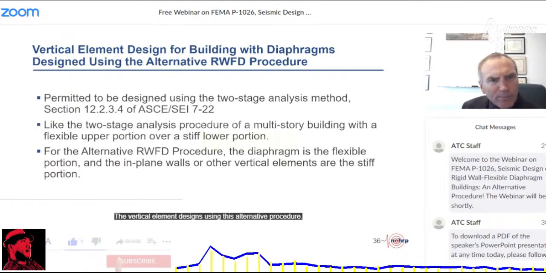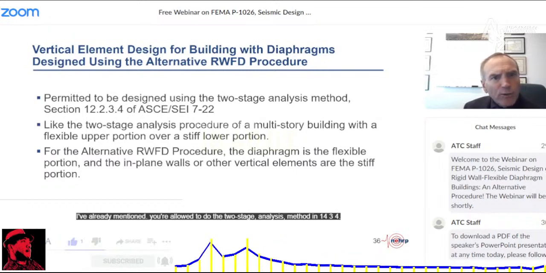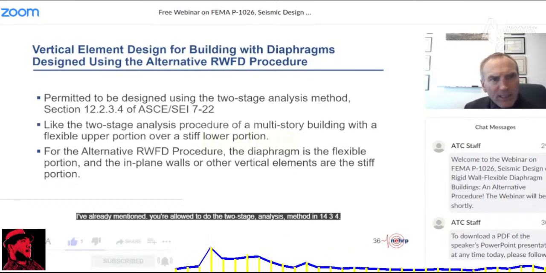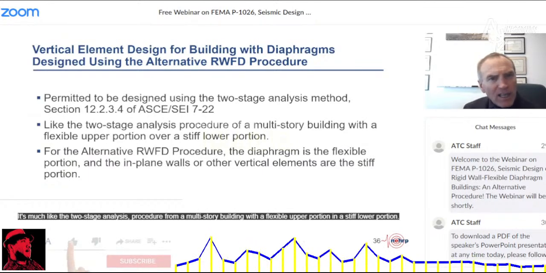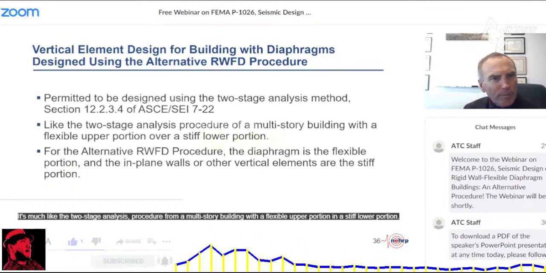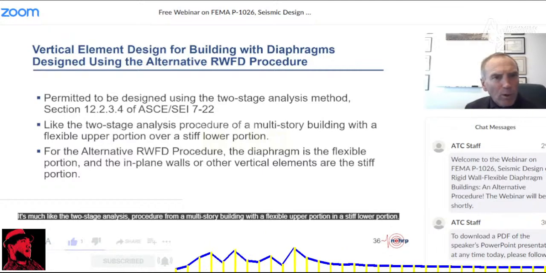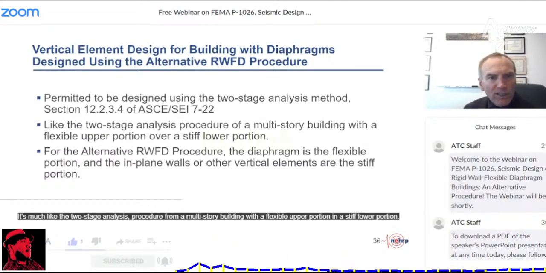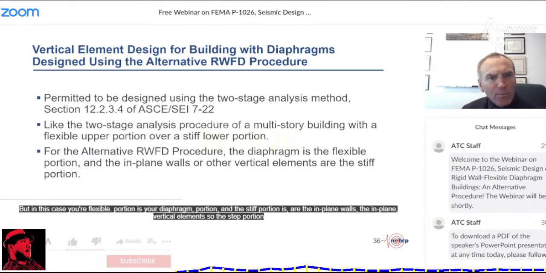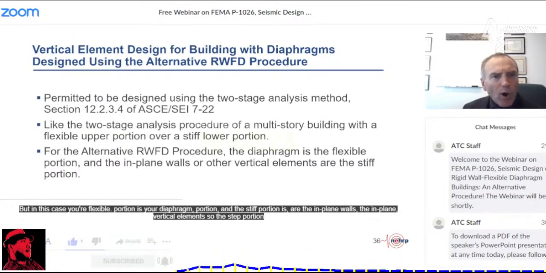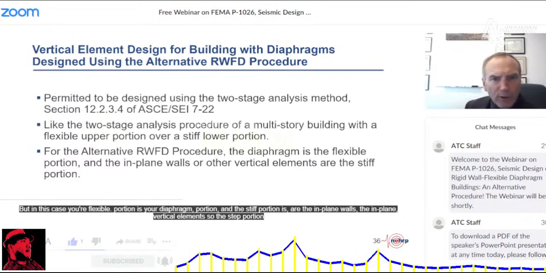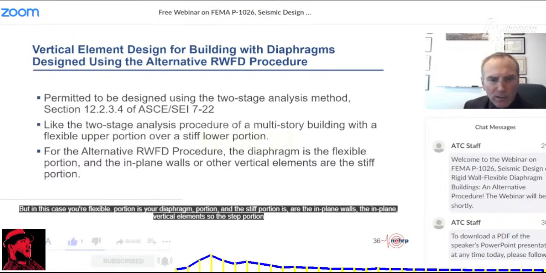The vertical element designs, using this alternative procedure I've already mentioned, you're allowed to do the 2-stage analysis method in 12.2.3.4. It's much like the 2-stage analysis procedure for a multi-story building with a flexible upper portion and a stiff lower portion. But in this case, your flexible portion is your diaphragm portion, and the stiff portion are the in-plane walls, the in-plane vertical elements.